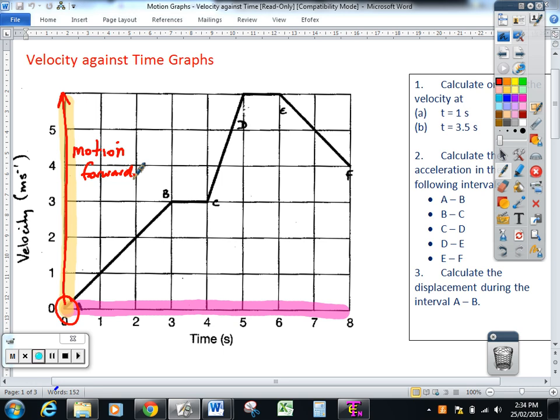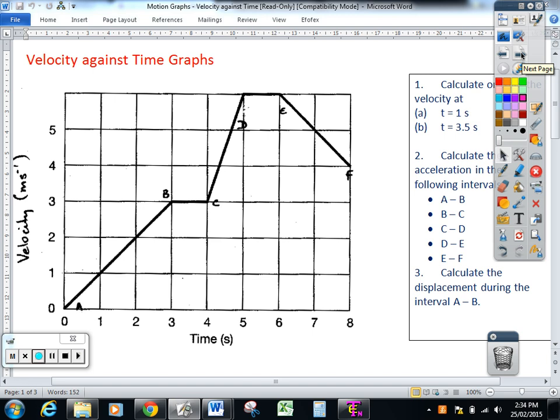This object, even though parts of the graph tilt backward, say this part here that is tilting backward, that is still motion forward. All of this graph is motion forward, away from a specific place. Okay? It only becomes motion backward if it is underneath the axis. So let's have a look at what all these things are determining.